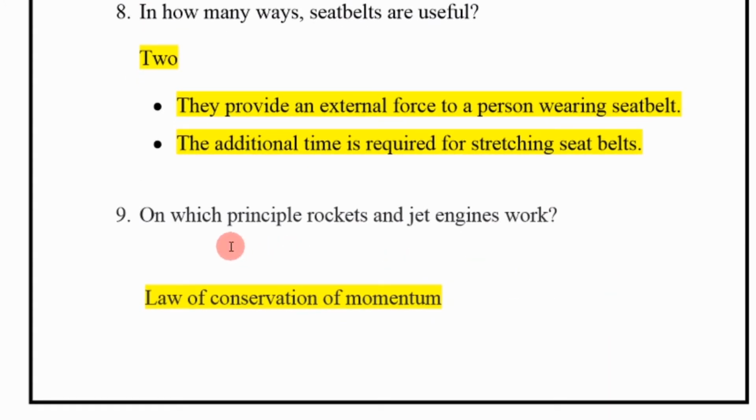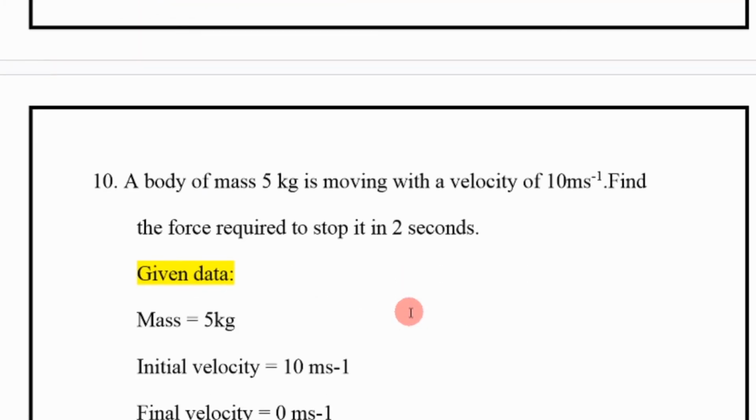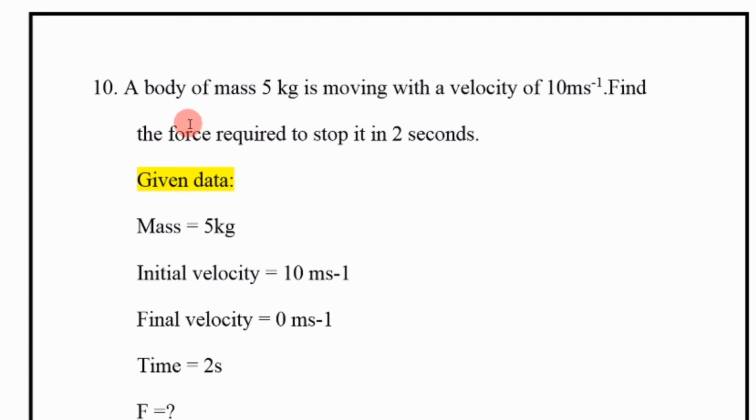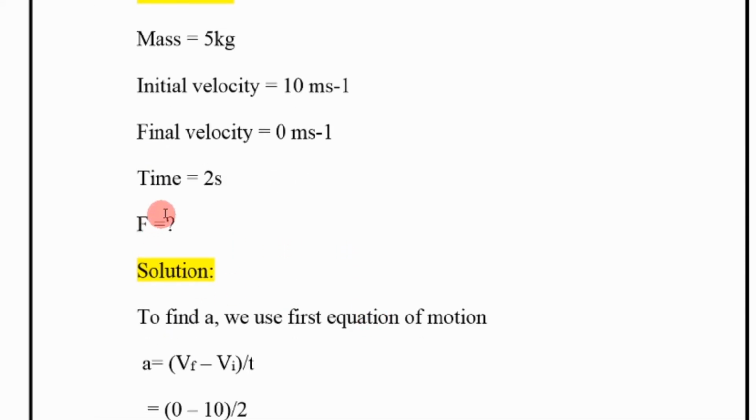Next, on which principle do rockets and jet engines work? Law of conservation of momentum. Next, a body of mass 5 kg is moving with a velocity of 10 meter per second. Find the force required to stop it in 2 seconds. Given data: we have mass 5 kg, initial velocity 10 meter per second, final velocity 0 meter per second, time equal to 2 seconds. We have to find force.